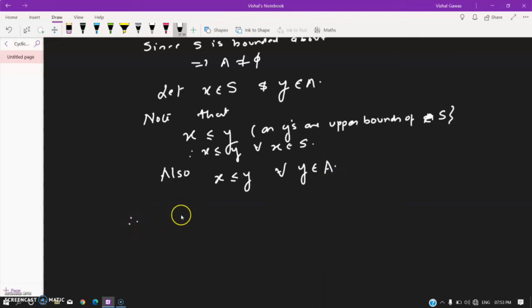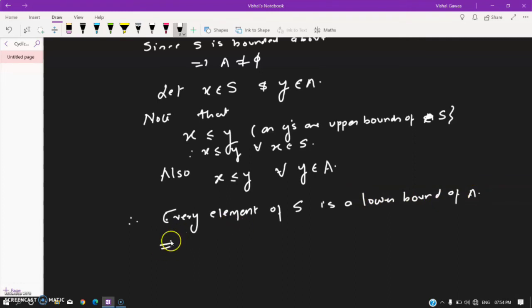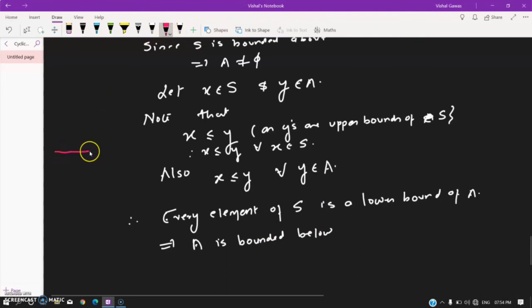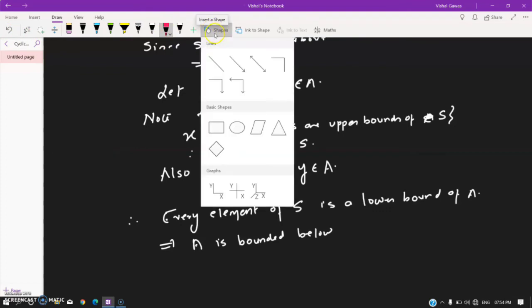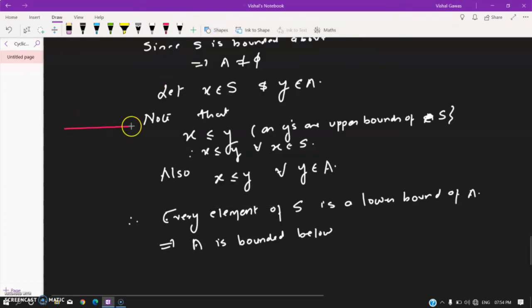Therefore, every element of S is a lower bound of A. This implies that A is bounded below. Let me sketch the figure for you to understand this, a line so that I can draw it properly.